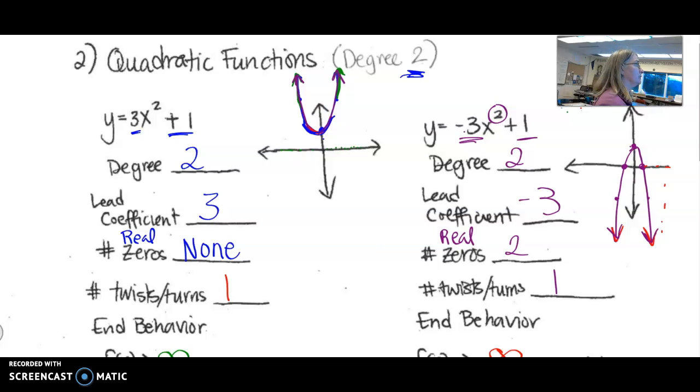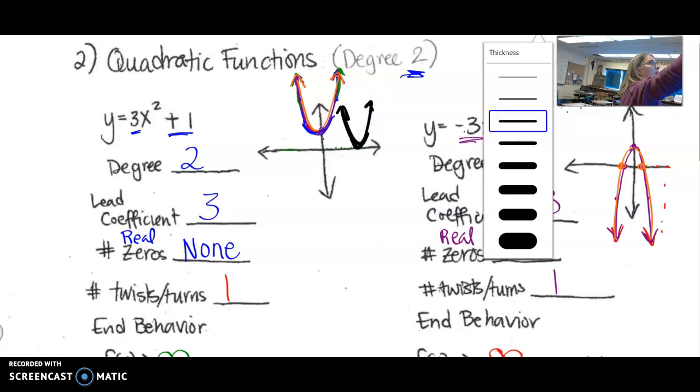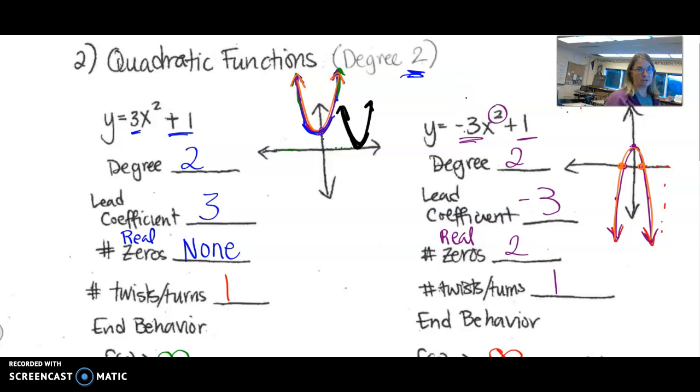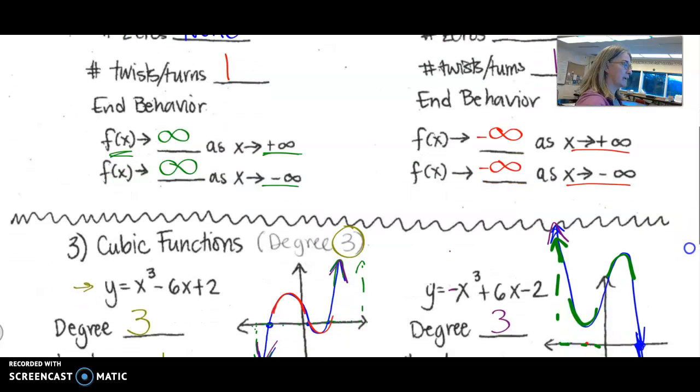When it was degree 2, this first graph has 0 zeros, but this one had 2 zeros. Could you ever have more than 2 zeros if your graph is a parabola? The answer is no. So you could have 0 zeros, you could have a situation where you have just 1 zero, or you have up to 2 zeros. Again, we're generalizing this, so keep that in your mind.